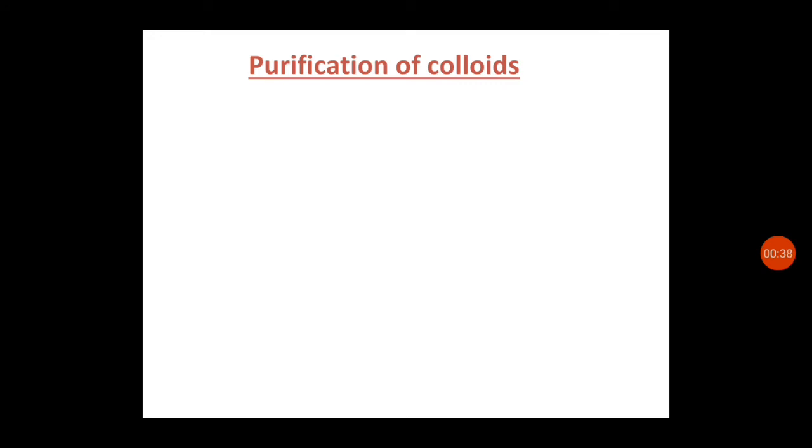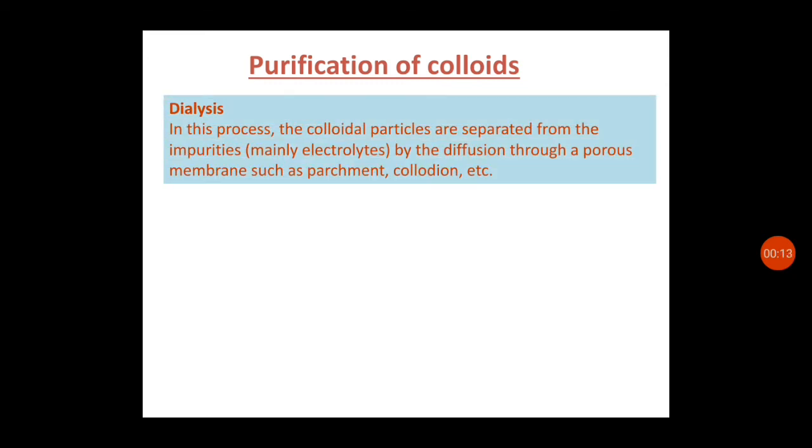Then we come to purification of colloids. Purification of colloids means the impurities are removed from the colloids. There are various methods for this. First method is dialysis. This word is generally used for kidney dialysis. When the kidneys stop functioning, people go for dialysis in a hospital. In this process, the impurities are removed by diffusion through a porous membrane such as parchment paper, collodion, etc.